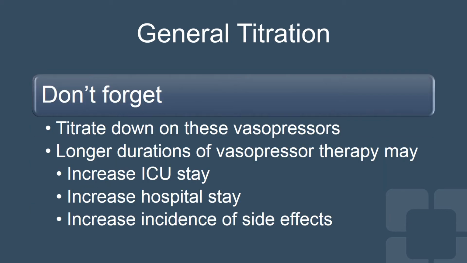Now, when you are titrating, again, really don't forget to titrate down on these vasopressors. It's important that we reach these MAP goals and the patient outcomes that we're looking for, urine output, mental status. But as we achieve those goals, start to think about when you can back down on these vasopressors. Have you met this goal over a sufficient time that you can start to back down and titrate down to see if the patient is now maintaining the vascular tone and perfusion that they need? Because the longer these patients are on vasopressor therapy, the more we increase their ICU stay and hospital stay, and of course the incidence of side effects as these patients are on prolonged therapy.